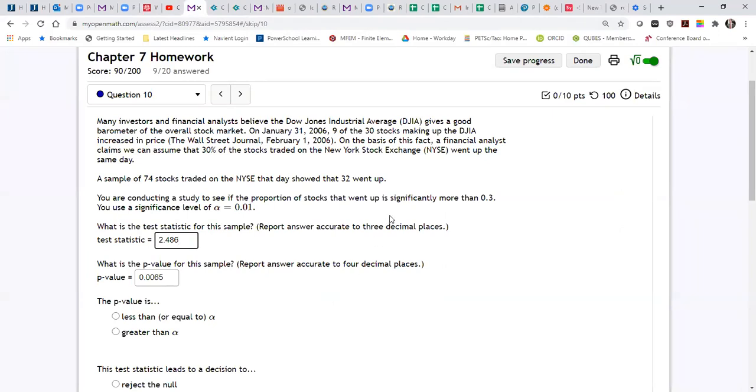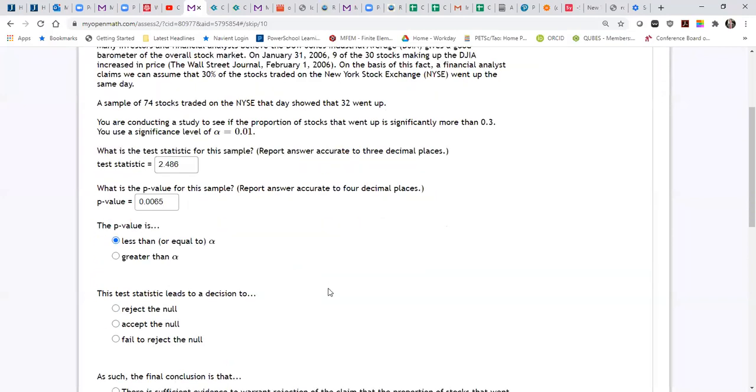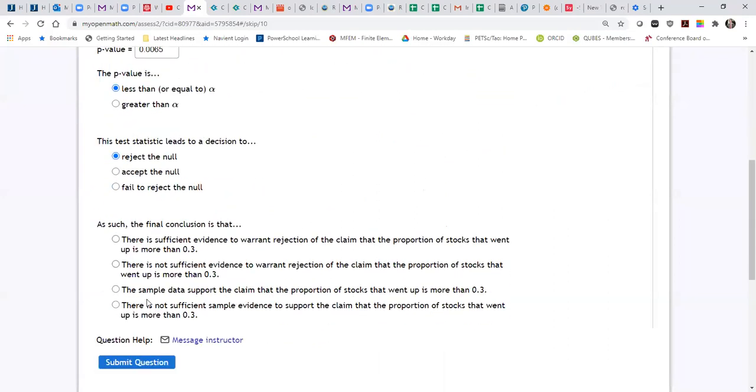And now you compare the alpha. The alpha is 0.01 and the p-value is 0.006. So that means the p-value is less than alpha, right? Because it is less than alpha, the answer is reject the null hypothesis. Okay? And then the answer will be the third one. If fail to reject, the answer will be down here. But if reject, the answer will be this one, right? So the sample data support the claim.